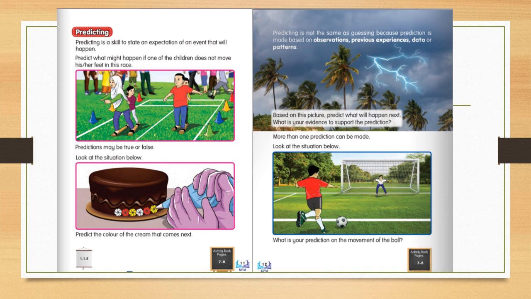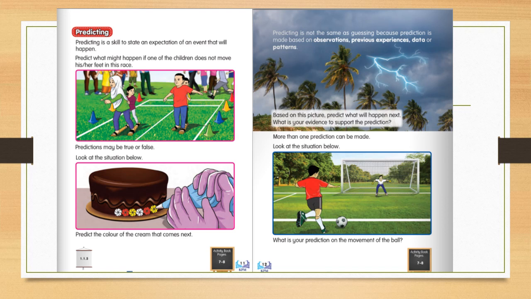Look at the picture on page 12. Based on the picture, predict what will happen next. What is your evidence to support the prediction? When you see the clouds turning dark and you see lightning strikes in the sky, you also can hear the thunder rumbles loudly. So what do you think will happen next? Yeah, it's going to rain.